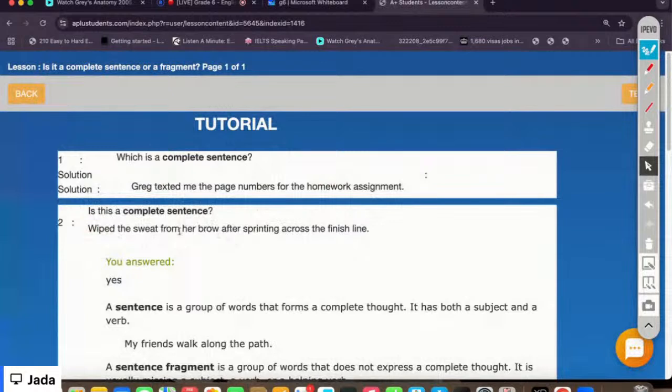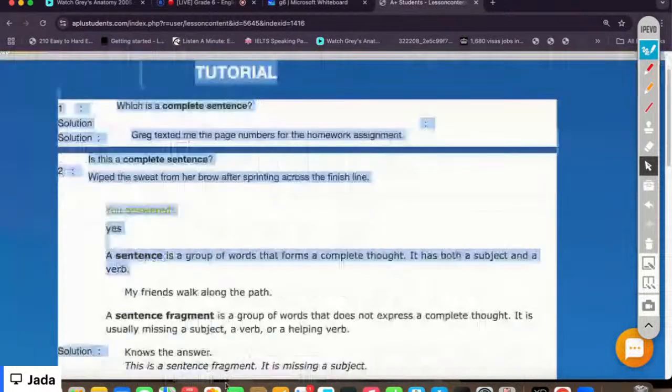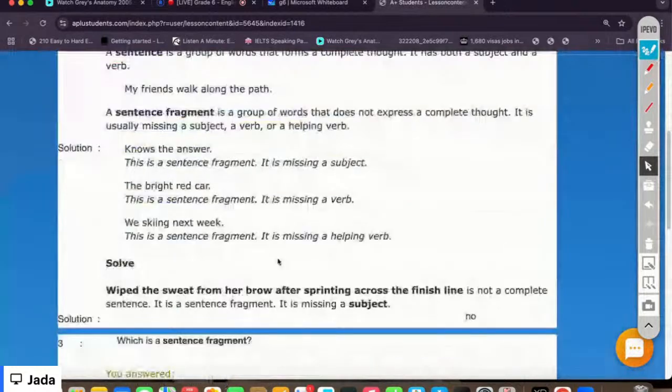Wipe the sweat from her brow after sprinting across the finish line. Is this a complete sentence? No, this is not, because it is missing a subject. So this would be a subject sentence fragment because it doesn't have a subject, because we don't even know who wiped the sweat from her brow.